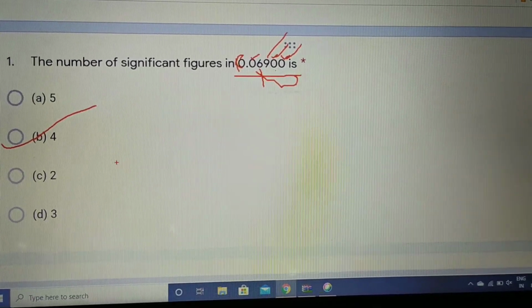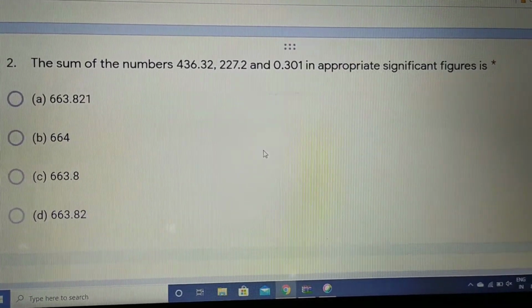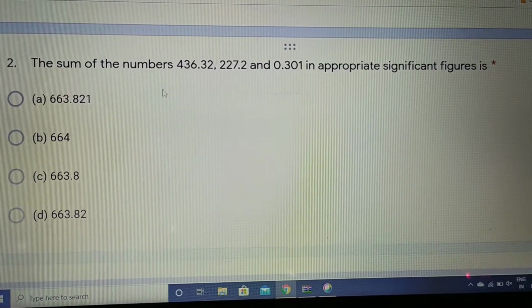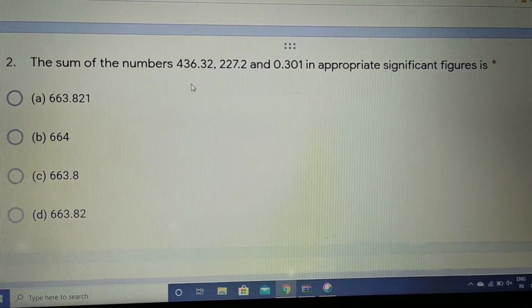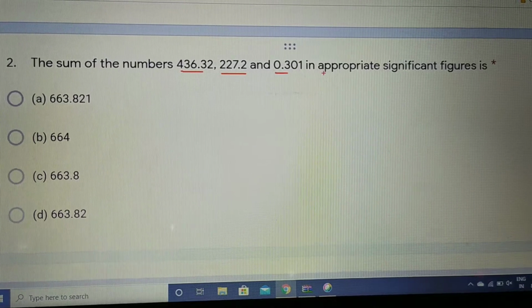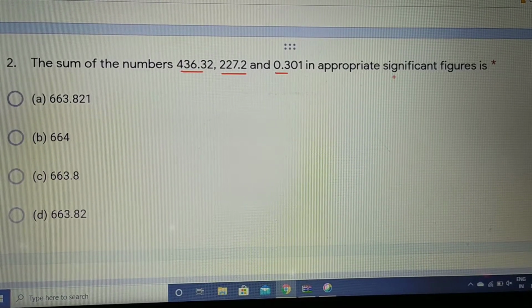Now let us come to the second question. The question says the sum of numbers. We are given 3 numbers: the first one is this, the second number is this, and the third number is this. What we have to do is find the sum of these numbers in the appropriate significant figures.